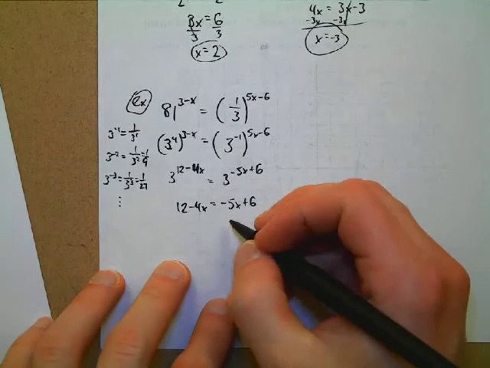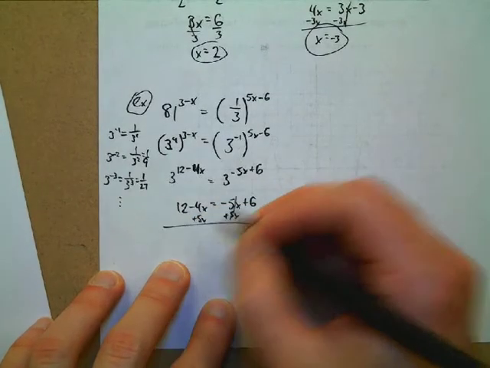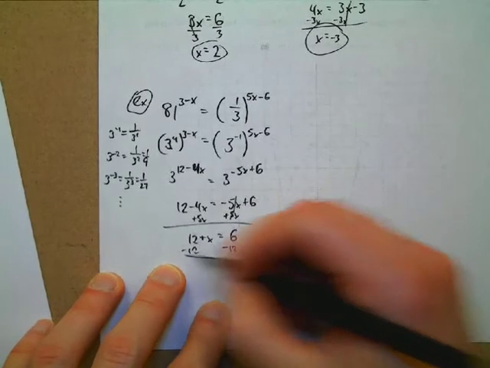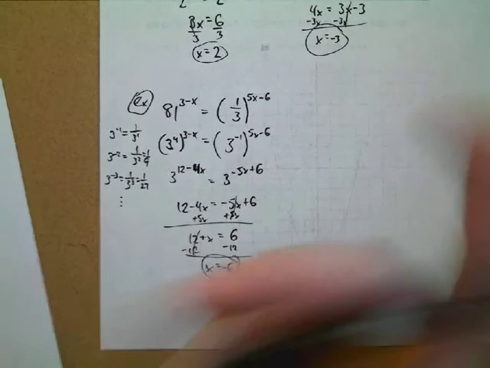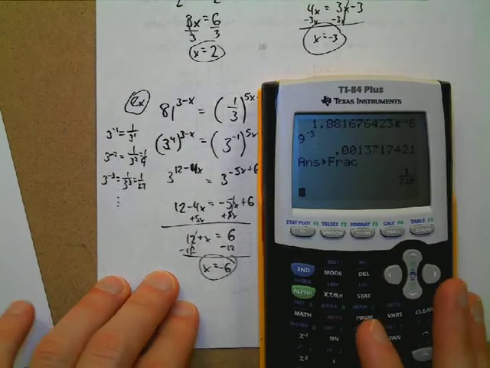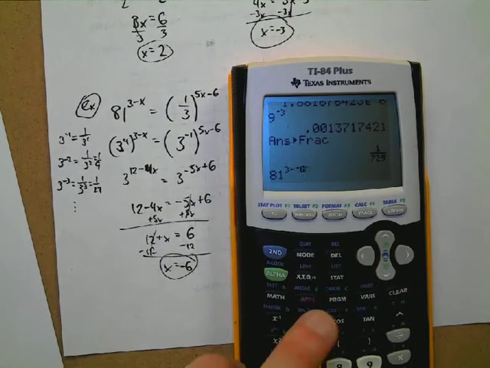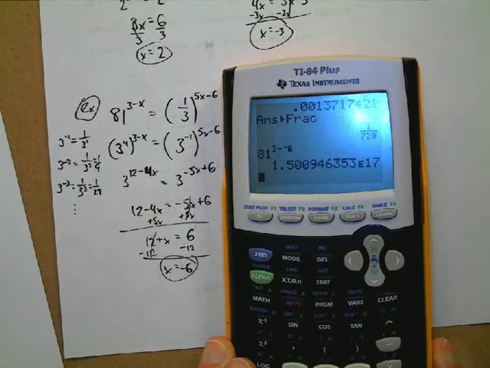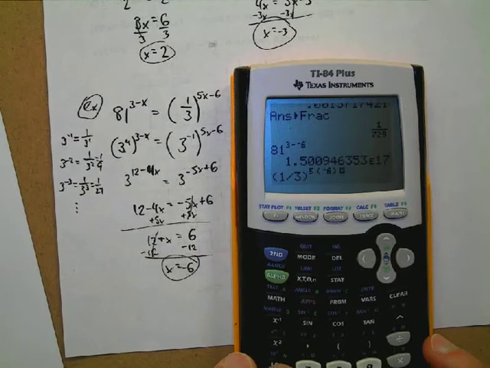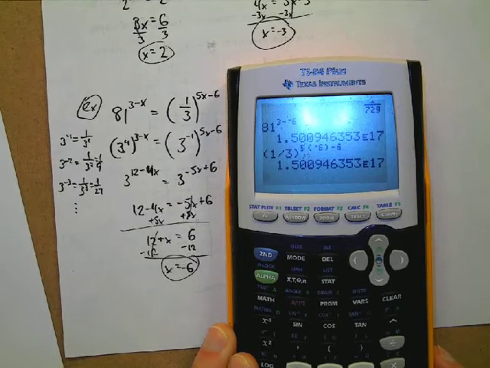Well, let's see here. I'll add 5x to both sides, and then subtract 12 from both sides. And you get x equals negative 6 as your answer there. Okay, and if I type it in, 81 to the 3 minus negative 6, I get that decimal. And then 1/3 to the 5 times negative 6 minus 6. Again, typing it in my calculator. And you see you get the same exact decimal.